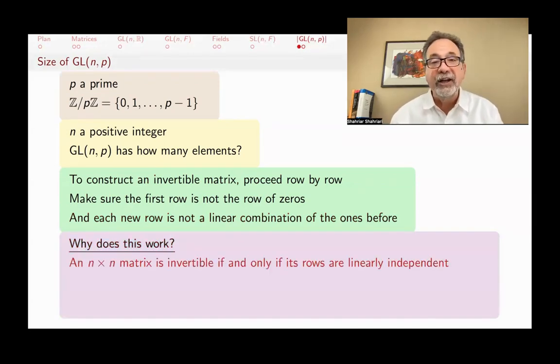Because of two facts from linear algebra, both of which are in videos that I have on linear algebra. In the notes somewhere is a link to them. First, a matrix is invertible if and only if its rows are linearly independent. That's a fact from linear algebra.